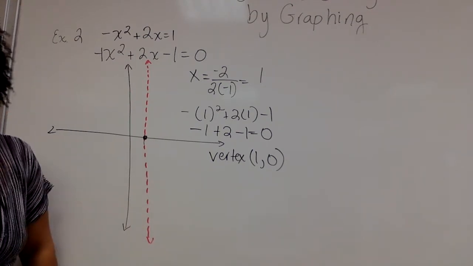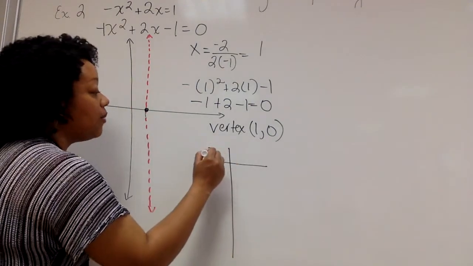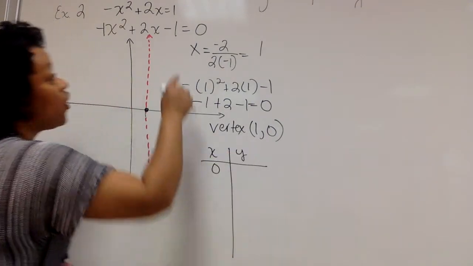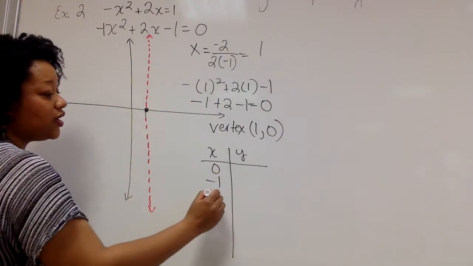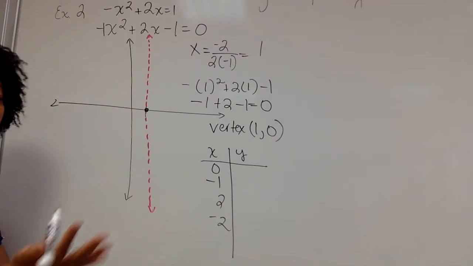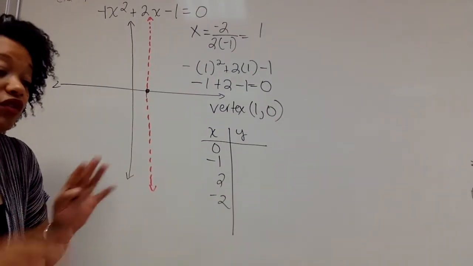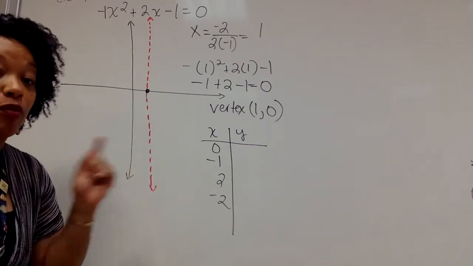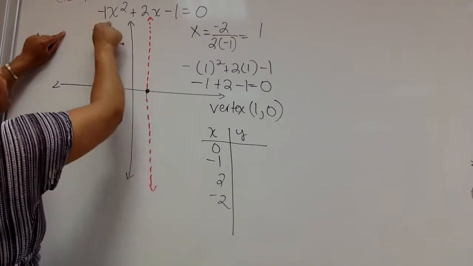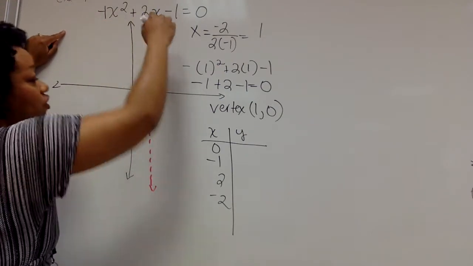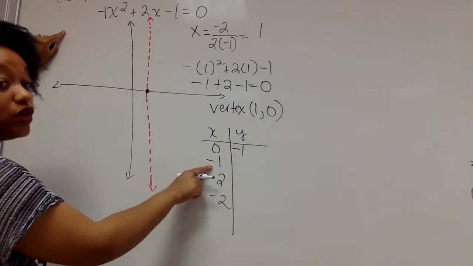Now, we need a few more points. So take your XY table, and I'm going to do 0 for sure. I've already got 1, because that's what we just did here. So I'm going to do negative 1, positive 2, and negative 2 again. That's just what I want to do. You want to do larger numbers? Go for it. More negative numbers? Go for it. But try to have both positive and negative. So let's see what happens. When x is 0, first term's gone, second term's gone, all you're left with is negative 1. There's your first point.